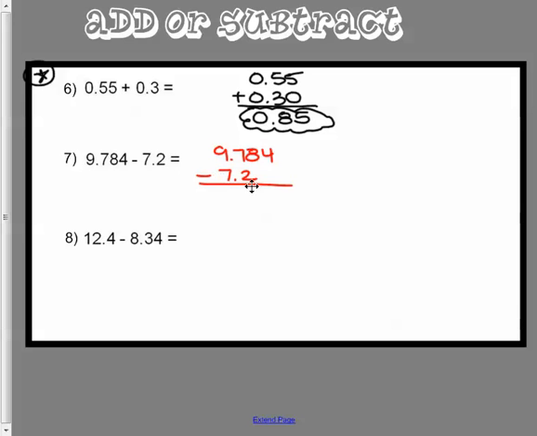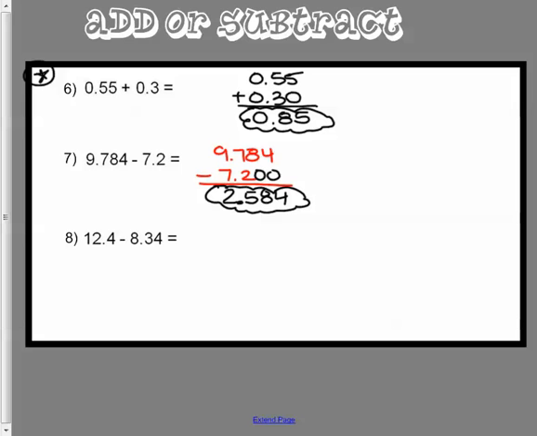Down here, line them up and make sure that you put your zeros there for place values. So this isn't 2 tenths anymore, it's 200 thousandths because we're subtracting thousandths. So 4 minus 0 is 4, 8 minus 0 is 8, 7 minus 2 is 5. Bring down your decimal point so you don't forget it. 9 minus 7 is 2, and we are done.